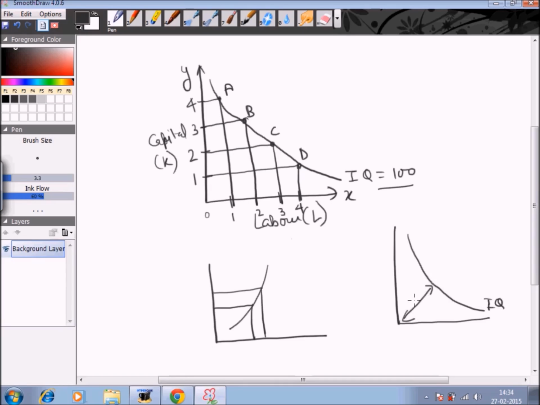Now for this property, we can denote two reasons behind it, that it is convex to the origin. That is the substitution effect, and the other reason is that the marginal rate of substitution between the inputs is diminishing in nature.